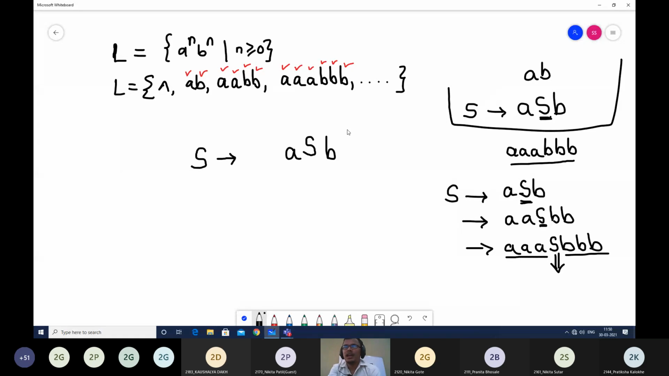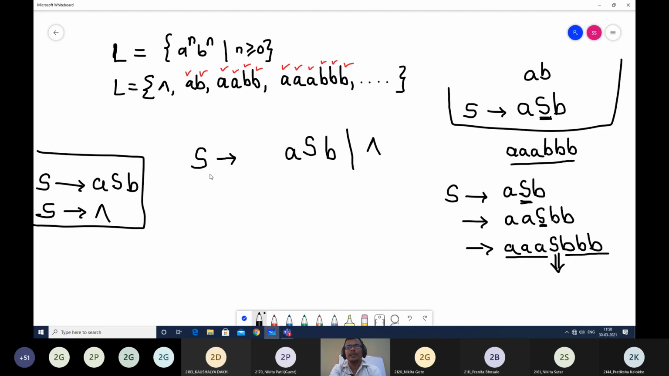So what I do is I'll add or null to this. S gives ASB and S gives null. These are two different production rules, but we can also write these two production rules in this form: S gives ASB or null.